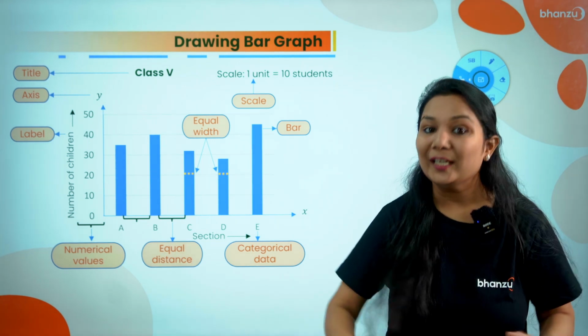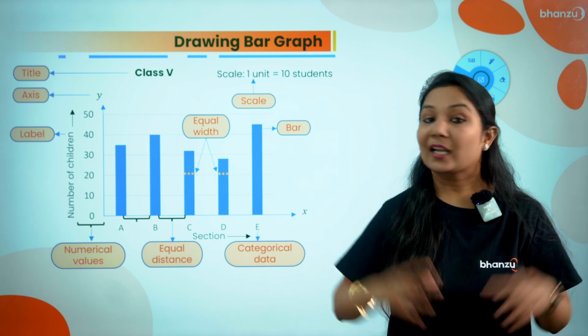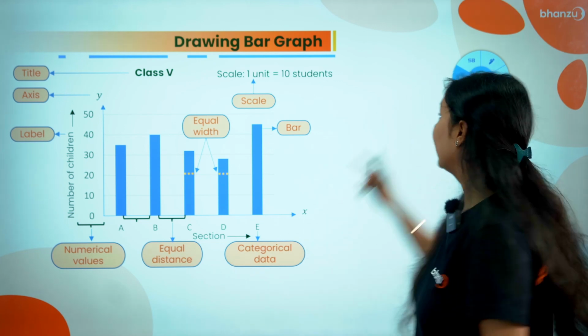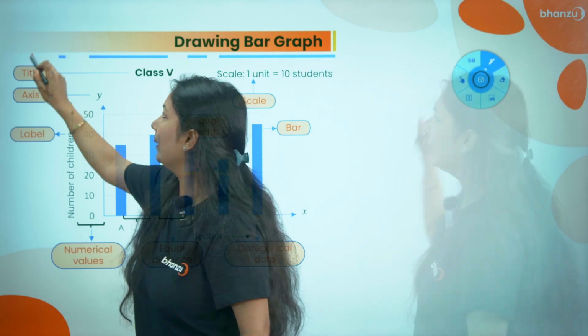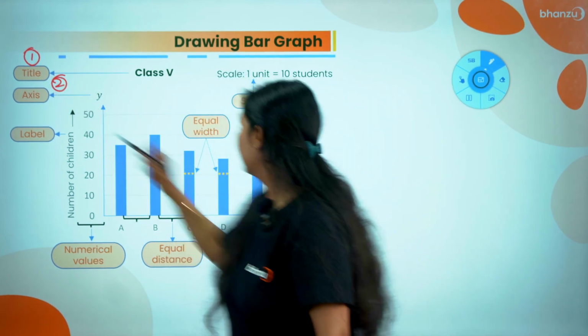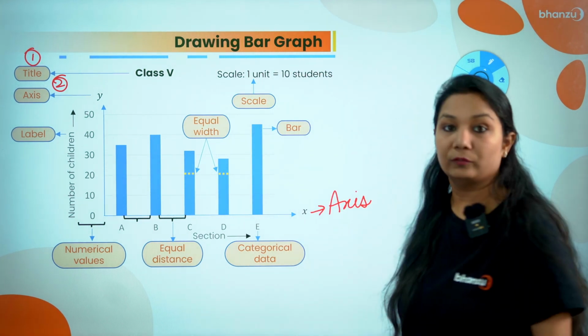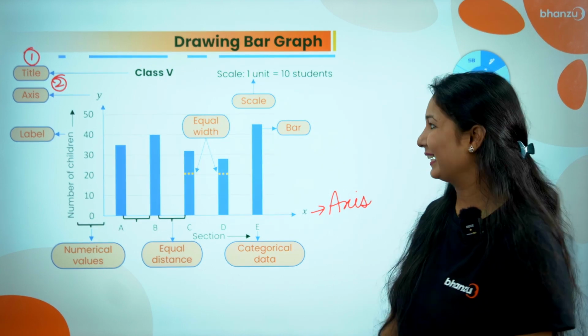Then only your bar graph would be correct and it would look neat. Got it, everyone? Did you recognize the steps one by one? Number the steps. The first one is title. Then we choose the axis, and in axis, X is also the axis. You have to mark both of them after drawing with pencil and scale.